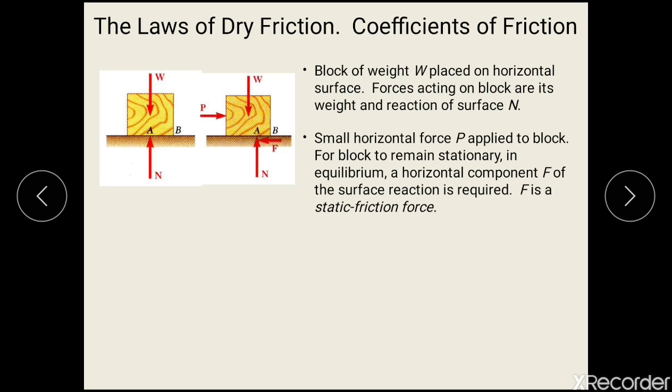The second one: under the same condition, we additionally apply a horizontal force. That horizontal force is applied to the block. If the block needs to remain stationary under the equilibrium condition, a horizontal component F of the surface reaction is required. So F is the static friction force.